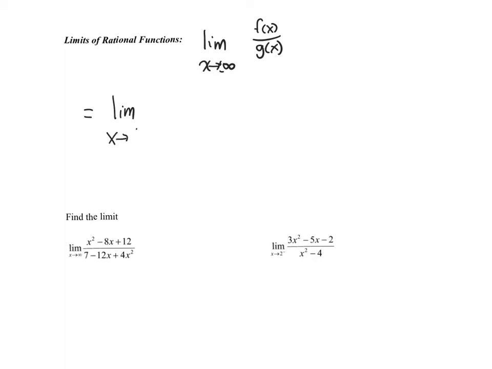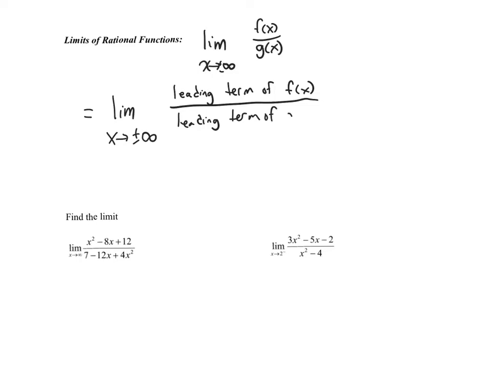You can do the limit as x goes to positive or negative infinity of the leading term of f of x divided by the leading term of g of x. Now what is the leading term? The leading term is the coefficient and the x to the highest power. So you're only looking at the term with the highest power in the numerator and the highest power in the denominator. Everything else you can just ignore. This is a nice shortcut that can make really difficult limits very simple.